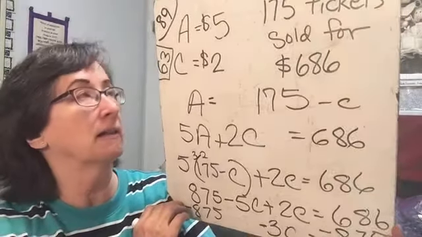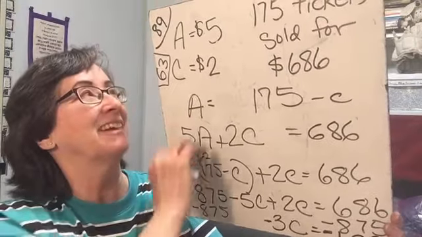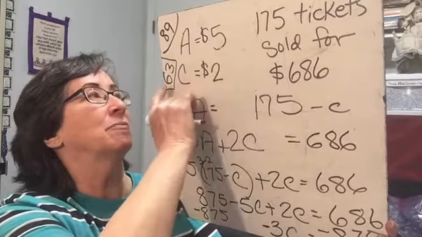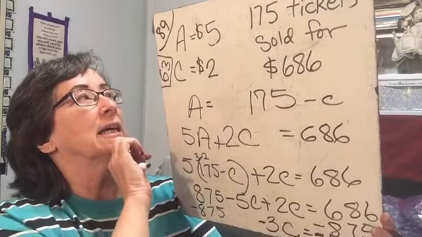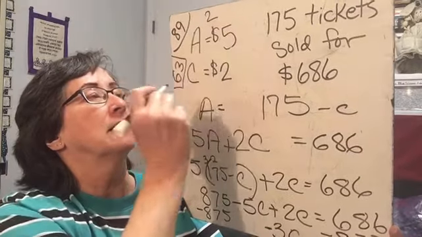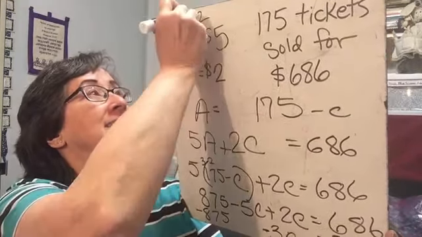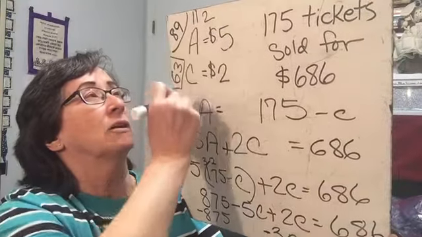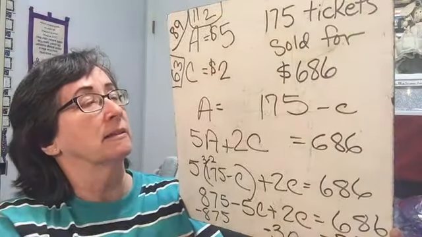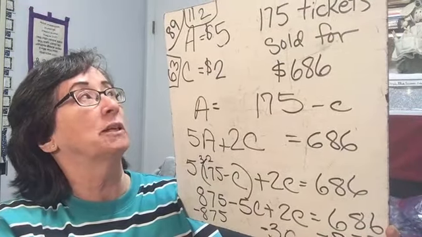So altogether they had 175 tickets altogether. 175 minus 63 is going to be 5 minus 3 is 2. 17 minus 6 is 11. So 112 adult tickets. Okay, so how can we check that?